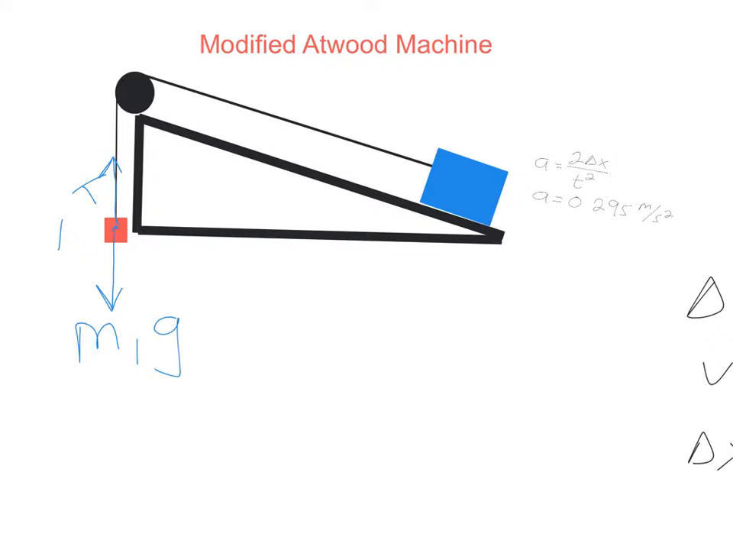The other block is experiencing a force of gravity. We'll call that M2G, a normal force, a force of friction, and tension. And the tension experienced by this block is the same as by that.